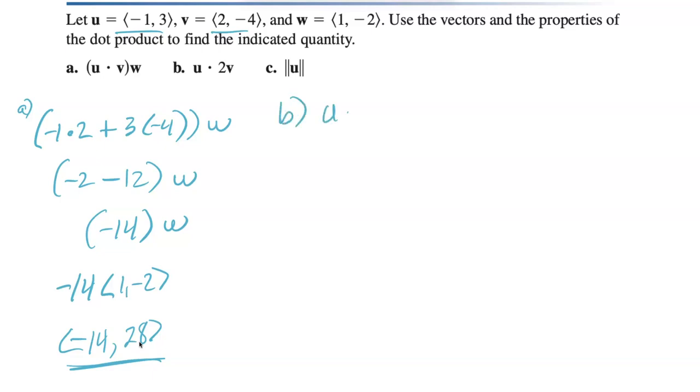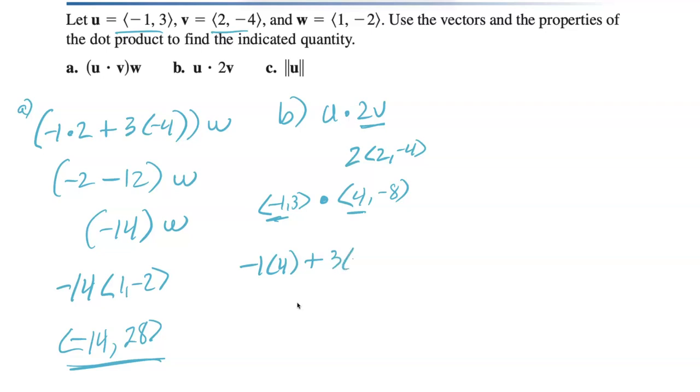B, u dot 2v. Well, first let's do the 2v. 2 times 2, negative 4. So that is 4, negative 8. We're going to dot that with u, which is negative 1 and 3. So once you do that, you just dot product. Multiply the x values together, negative 1 times 4, plus multiply the y values together. Negative 4 minus 24, negative 28.